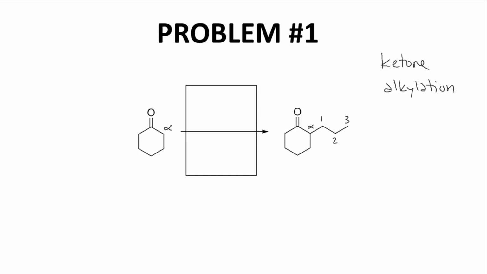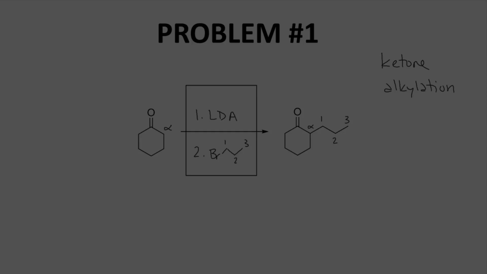So our first step is going to be forming the enolate. Typically for clean, complete enolate formation, you need an extremely strong base like LDA. And then in our second step, we add an alkyl halide, and our alkyl halide needs to have 3 carbons. So my favorite halide is bromine, and there we go, 1, 2, 3, and there is our product. So problem 1 is a fairly straightforward enolate alkylation, a ketone alkylation.